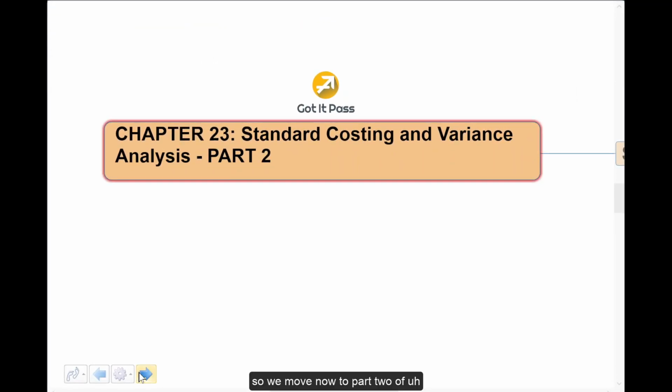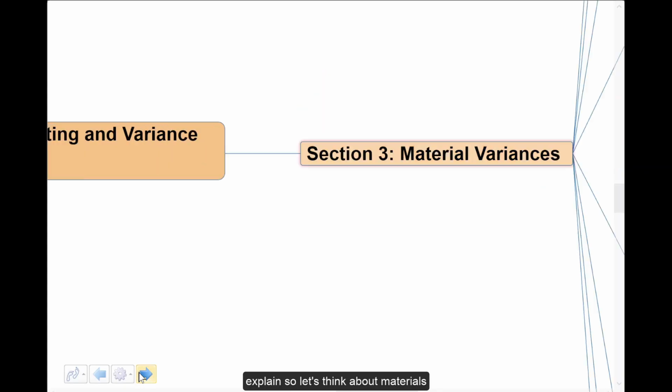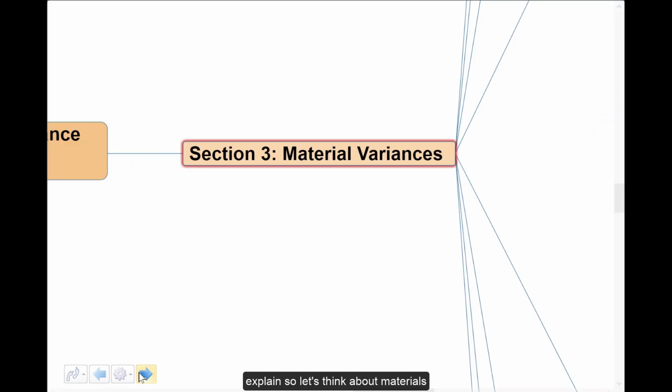So we move now to part 2 of Standard Costing and Variance Analysis, chapter 23. In this particular part, we're going to focus just on materials. And as I said with sales, I think the materials area, i.e. variances relating to materials, are fairly manageable. Let me explain.